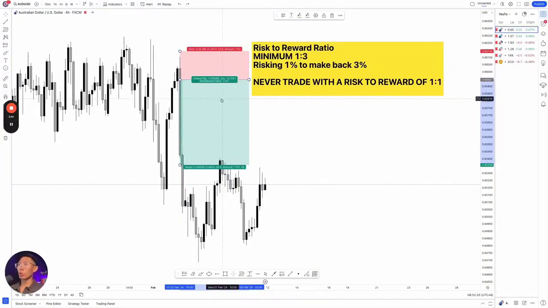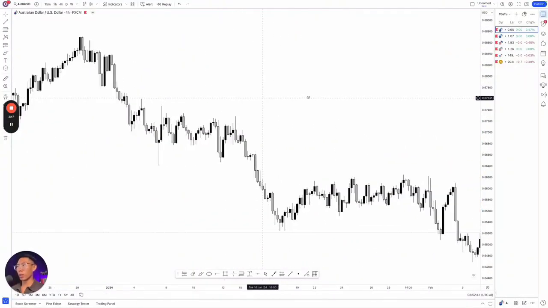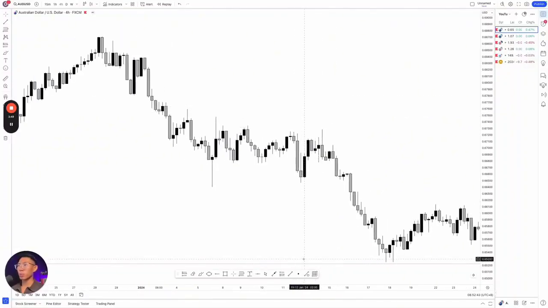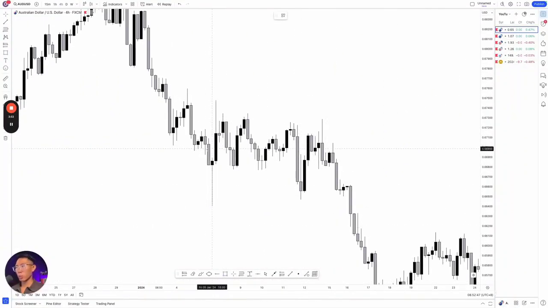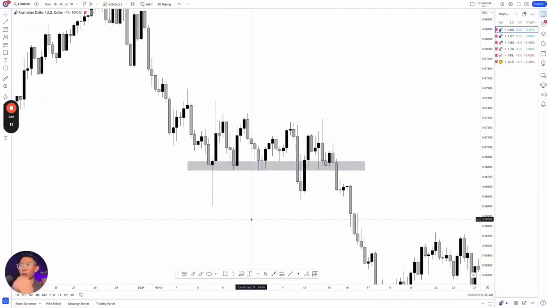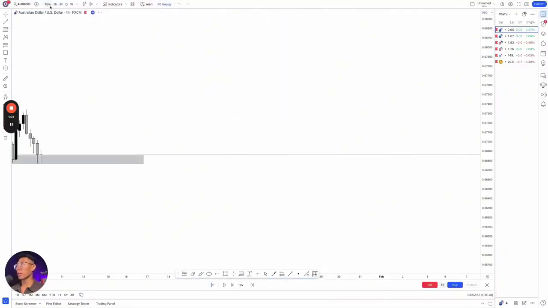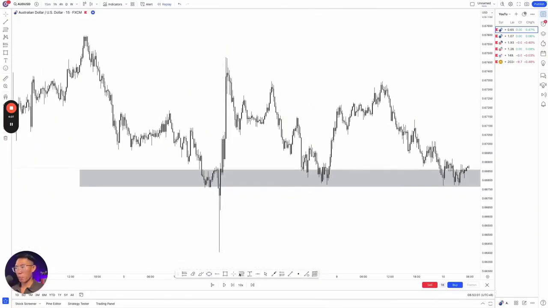So let's just quickly go through risk to reward ratio and why it's so important. Let's say I enter for a buy right here. I saw there was some sort of support area here, and then I went down to the smaller time frames and entered for a buy at this support area. Let's just pretend I'm a retail trader.